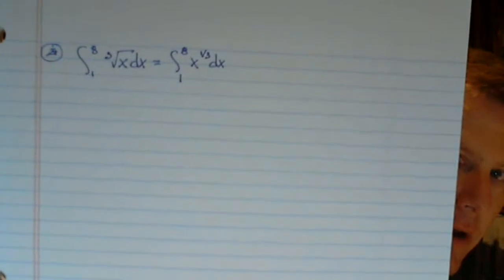Now the trick on problem 24 is to remember that there are other ways to express the cube root. The cube root is x to the 1/3 dx. That's the cube root of x. And in that form, we can find the antiderivative. And so how are we going to do that? Well, we're going to take the antiderivative of x to the 1/3.